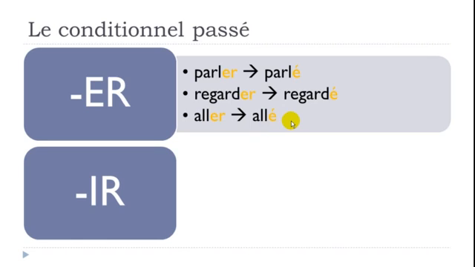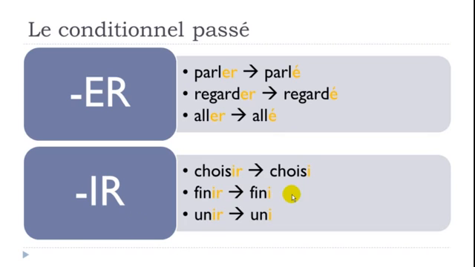Second group of verbs, so regular verbs, not all the er verbs, okay? Quite easy as well. Let's take choisir. Choisir is to choose, okay? Ir, like that, and it will become I. Finir, to finish or to end, ir, and it will become I. Unir, to unite, ir, and it will become I. So it's quite easy, okay? Choisir, choisi, finir, fini, unir, uni.